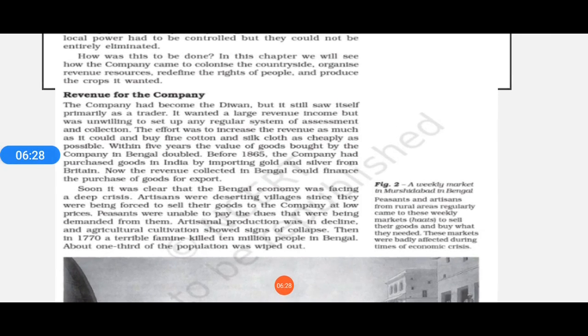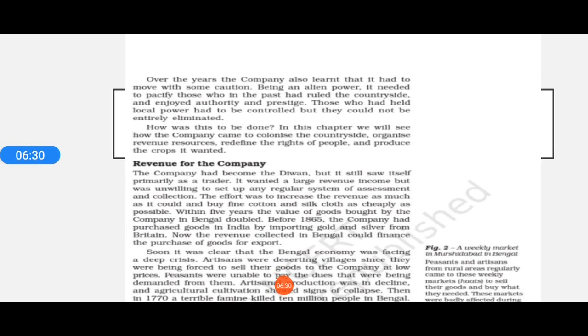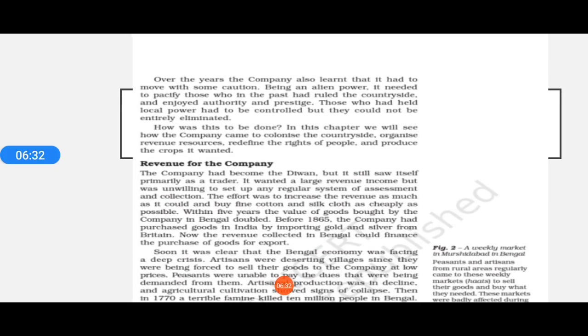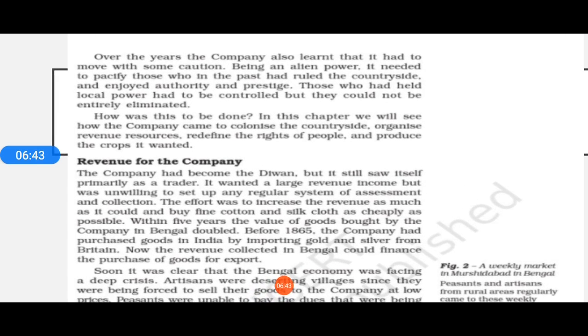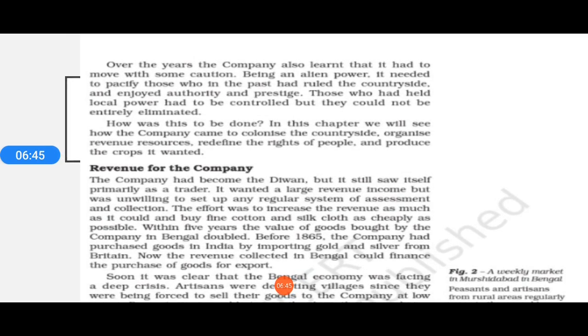Now, let us continue with the topic, students. So now what had happened? Once the Britishers occupied the rights on the Diwani of Bengal, all the wealth coming from Britain had finally stopped. One more thing is there.